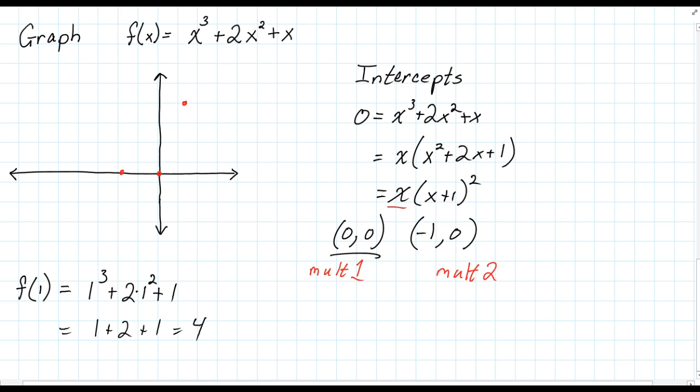(-1, 0) has multiplicity 2, which means we're going to touch the x-axis there, but we're not going through it. So let's start on the right-hand side. We're going to pass through (1, 4). We're going to cross through the origin, but then when we hit (-1, 0), we're going to turn around, touch the x-axis, but then head towards -infinity.